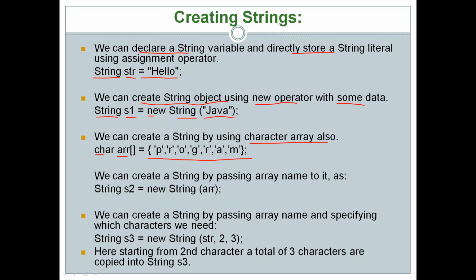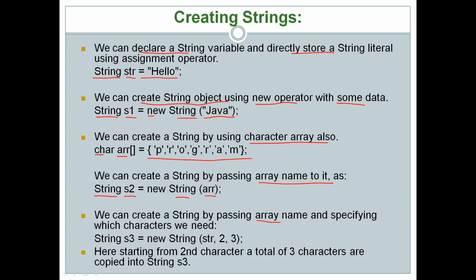We can create a string by passing an array name to it as an argument also. If you have a character array already declared, like in this case we have the arr character array already declared, from that character array also I can create a string. You can see here the syntax: String s2 is equal to new String, and you pass that character array arr to it, and it will create a string object s2 that has the value program. So we can create a string by passing the array name.